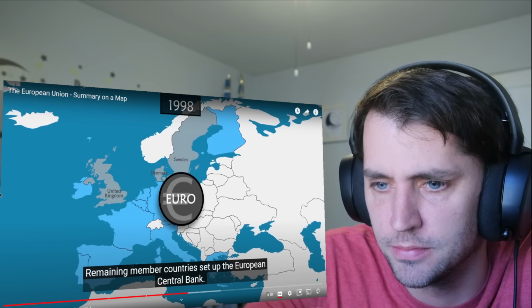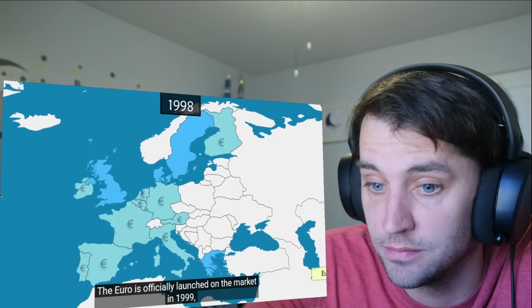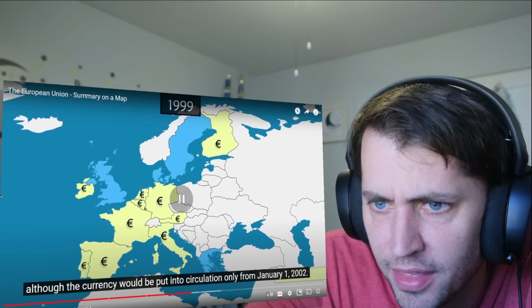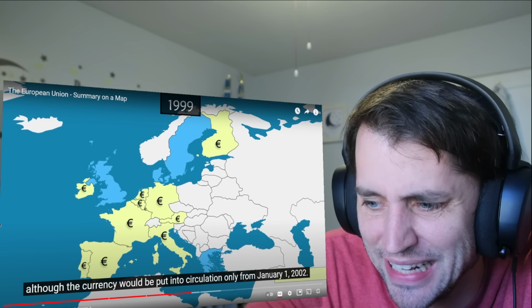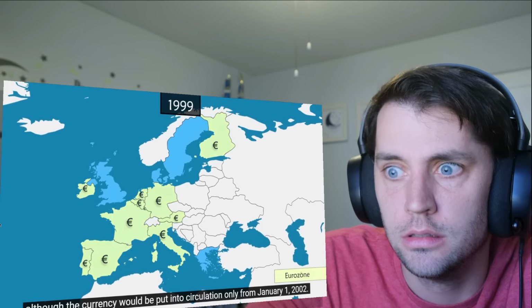The remaining member countries set up the European Central Bank. The euro was officially launched on the market in 1999, although the currency would be put into circulation only from the 1st of January 2002.